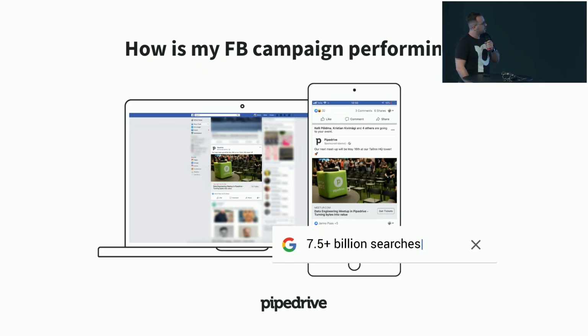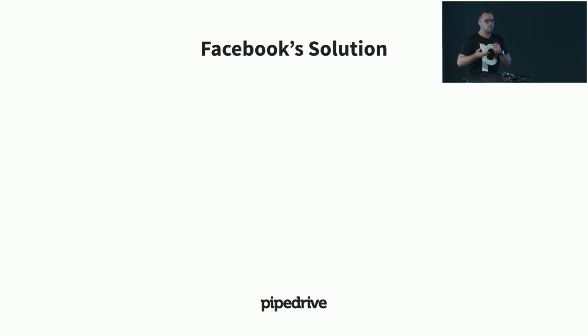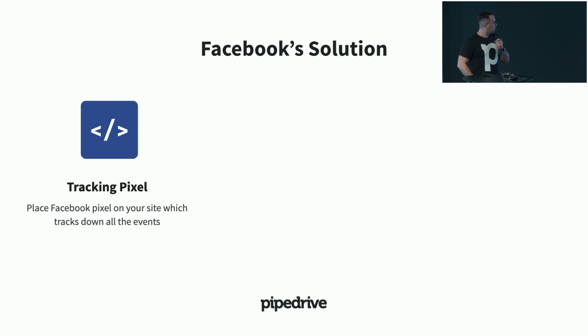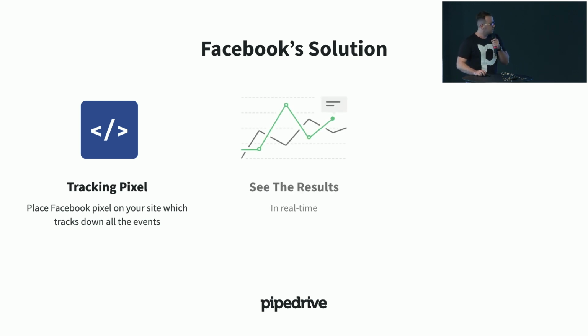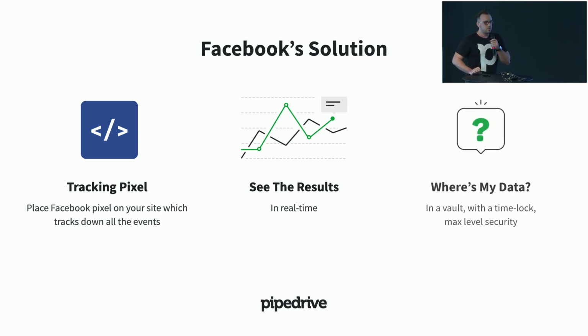One good example is Facebook. When you Google how my Facebook campaign is performing, you get more than 7.5 billion search results, not searches. Facebook's solution is that you place a pixel on your site, and it tracks all the meaningful events that you want to add there. You can track conversions, and you would see the results in real time, which is all nice. But the main question is, where is my data?